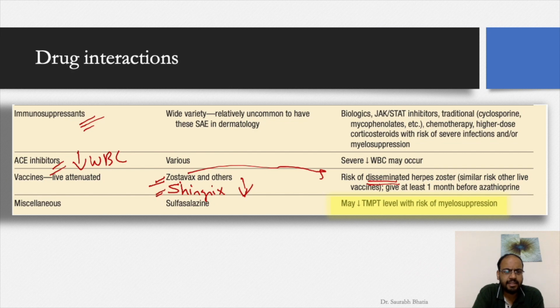Shingrix is, I think, a subunit vaccine, so the response might be decreased to Shingrix. But Zostavax is a live vaccine, so it might lead to a disseminated zoster infection. Sulfasalazine may decrease TPMT level, and decreased TPMT level will lead to havoc with azathioprine.